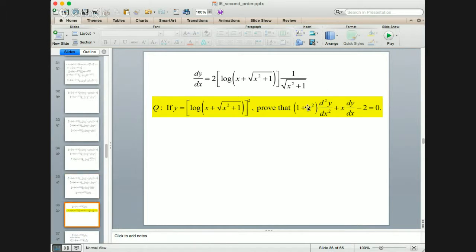Now, what you are looking at is this as your target statement. You want to prove that 1 plus x square into d2y by dx square plus x dy by dx minus 2 is equal to 0. So this is what we want to achieve.